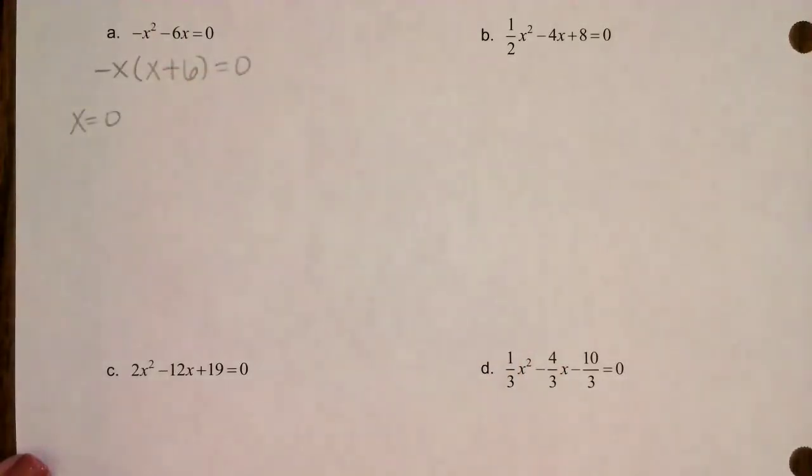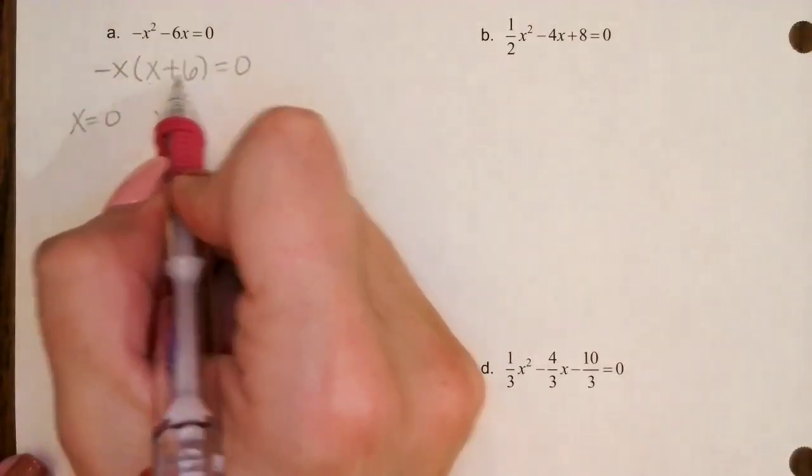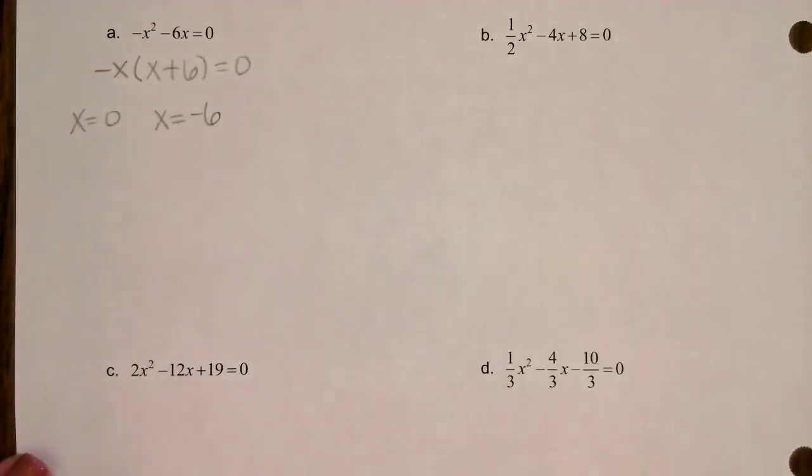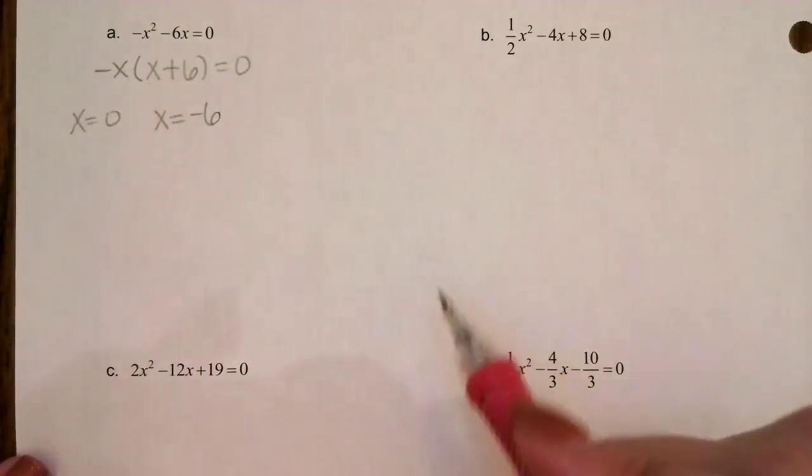If it's 0, then that's going to make the whole thing 0. For the second one, negative 6 plus 6 makes that 0. So there's my other solution. You can go ahead and do the quadratic formula, but this is way easier to do with factoring.